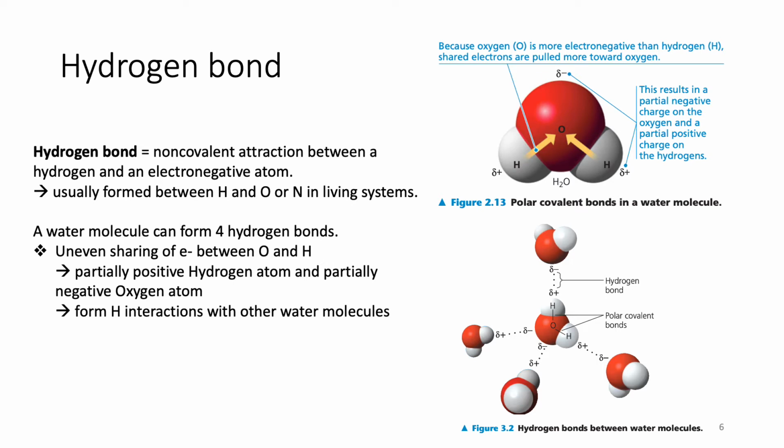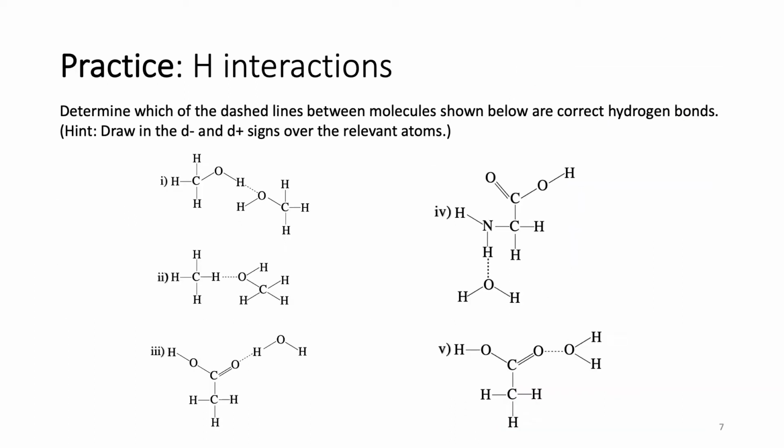60% of your body is water because water is important for many processes. This sort of universality of water is due to the following properties, and let's examine them in detail. But first, for practice recognizing hydrogen bonds, see if you could determine which of the dashed lines between the molecules below are true hydrogen bonds.